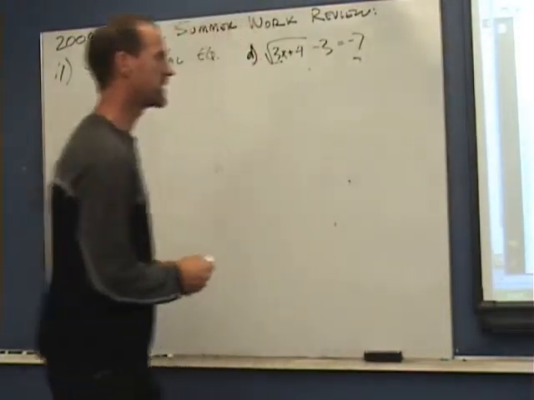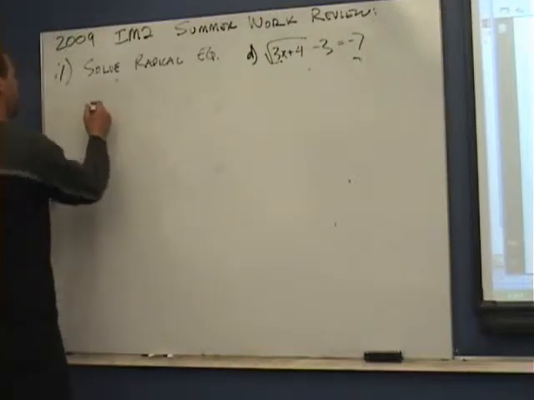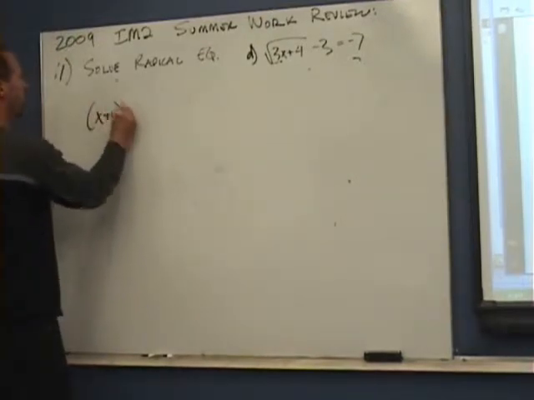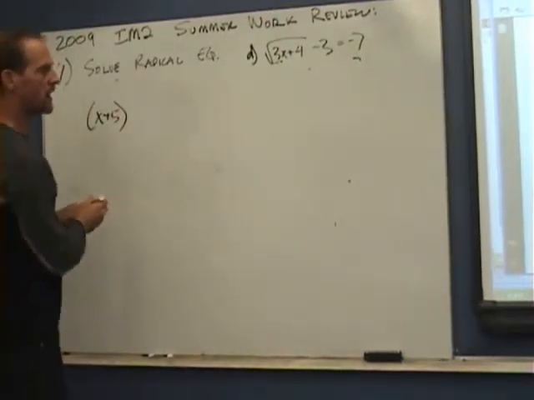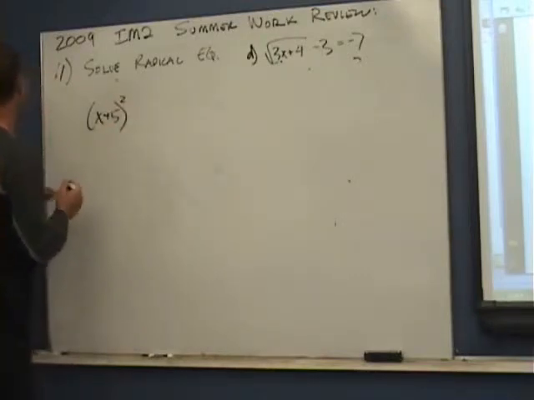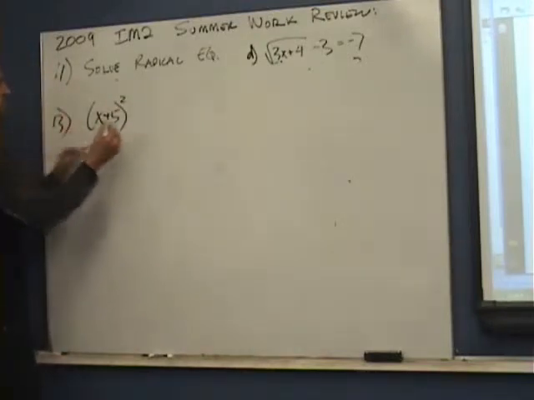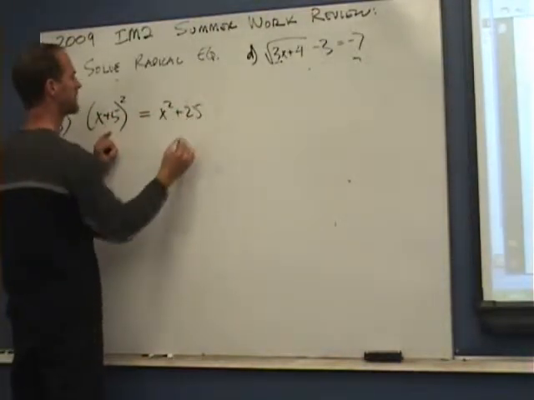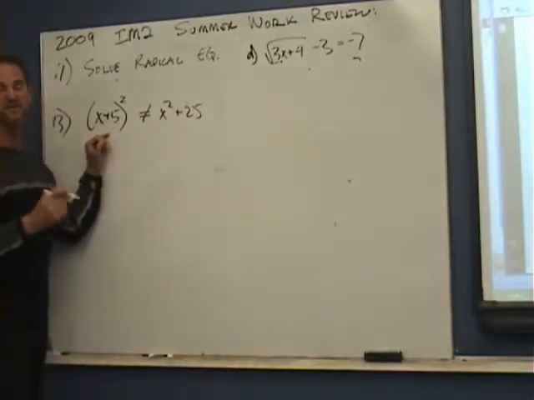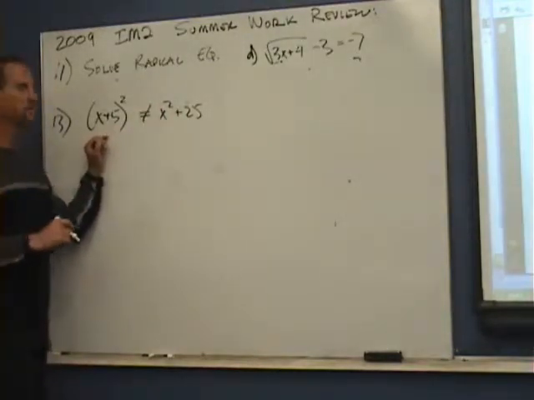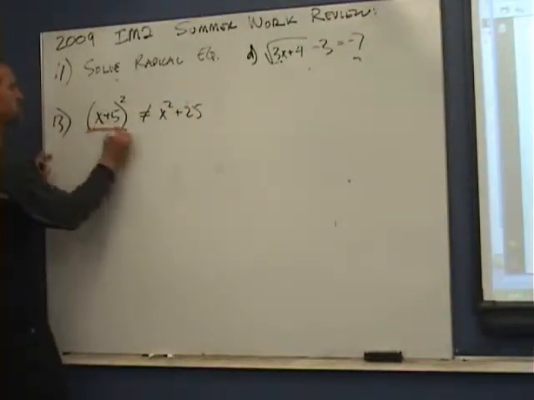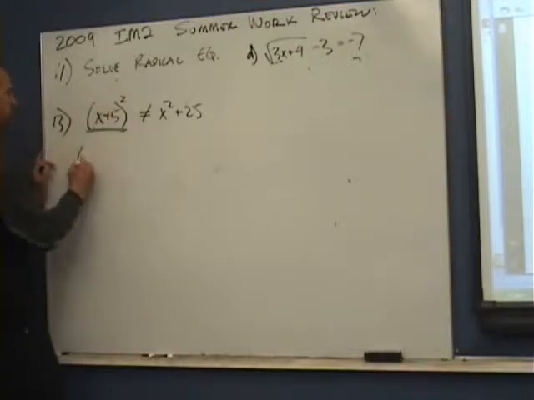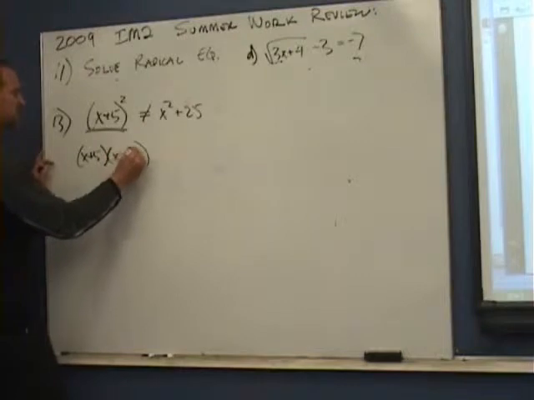If we do something like x plus 5 to the 2nd power, it's very tempting to want to bring that 2 in and write x squared plus 25. However, that is not the case because you must FOIL these out. So I just want to alert you to that. When you see something squared, like we did in the previous problem, it's that something times itself. X plus 5 times x plus 5.